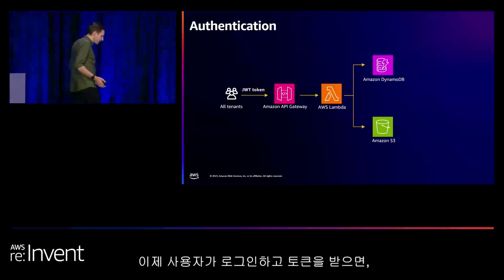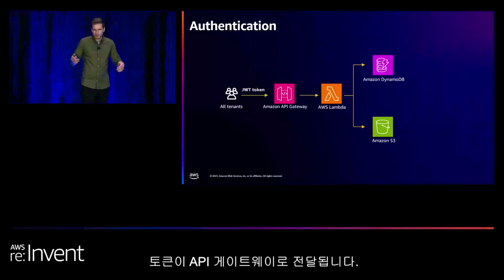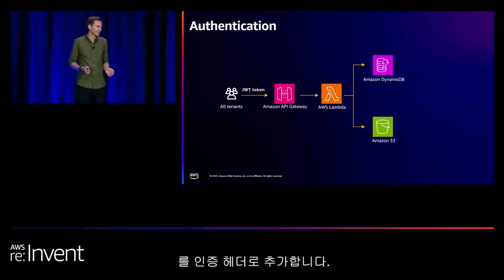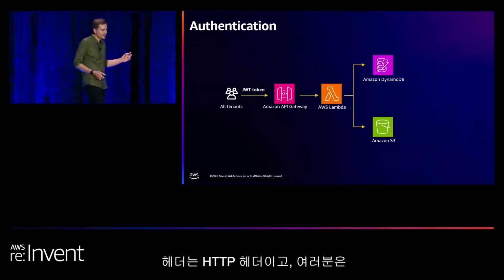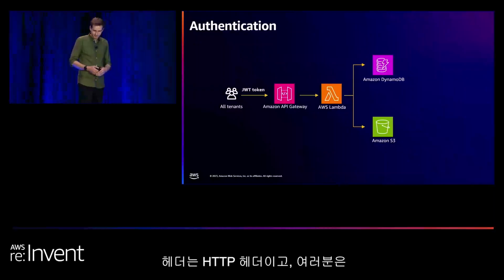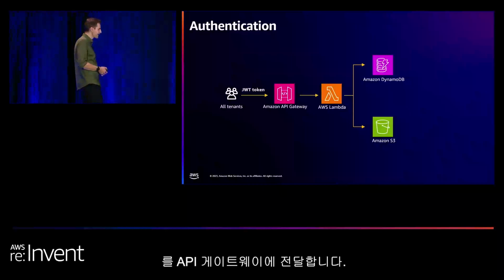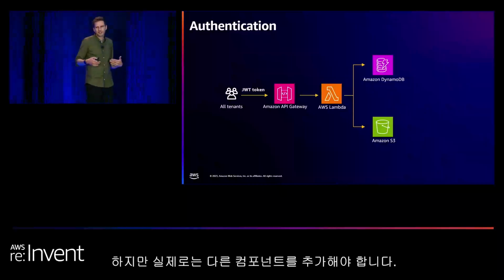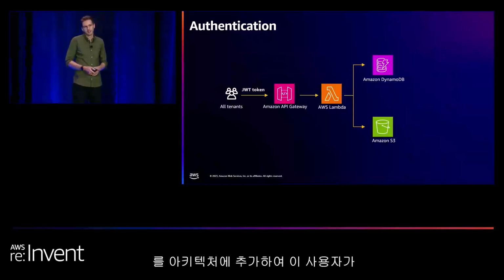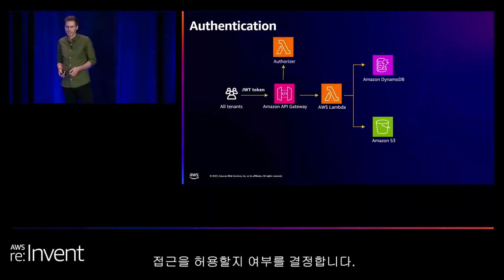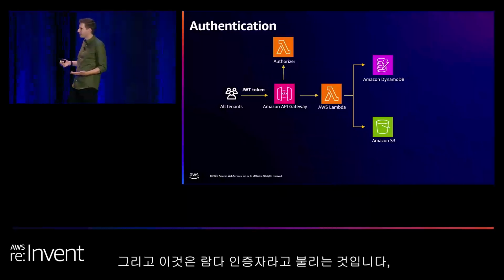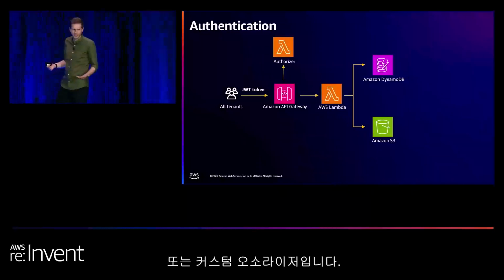Now, once the user has logged in and they've got the token, it will be passed to API Gateway as an authorization header. This is something called a bearer token. The header is an HTTP header, and you would pass this to API Gateway, but we actually need to add another component to our architecture to help decide whether this user is allowed access or not. And this is something called the Lambda authorizer, or a custom authorizer.